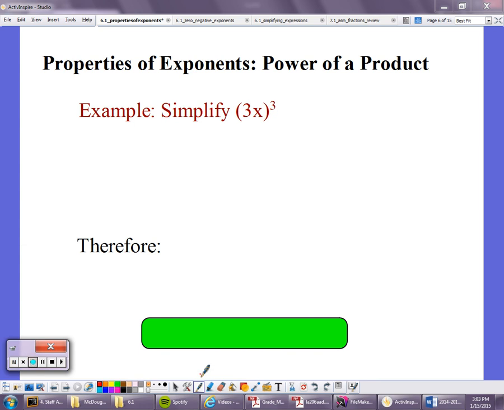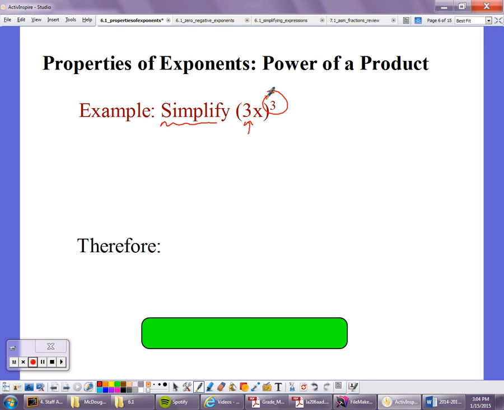Okay, this is the third part of the 6.1a Properties of Exponents lesson. And this time I'm going to talk about this rule, power of a product. Now we've got something a little bit different from the other two cases. We're asked to simplify again, 3x to the third power. So we've got something inside here, 3x, and we're taking that to the third power.